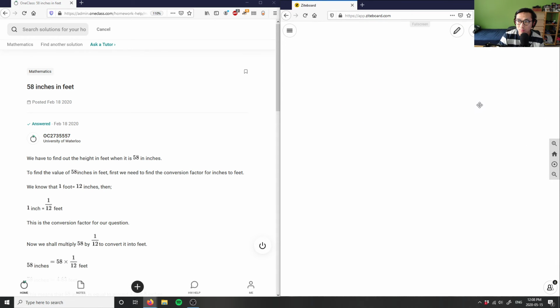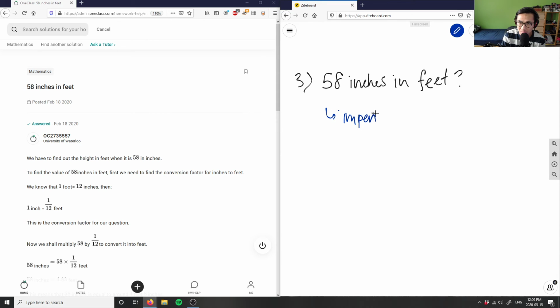Number 3. What is 58 inches in feet? So again, here we're both working in the imperial system, right? I don't have any meters or something like that. So this is in the imperial system, and these are measuring length, right?